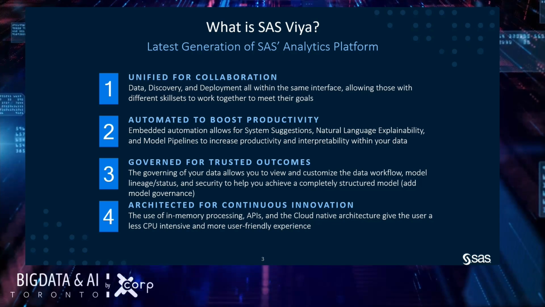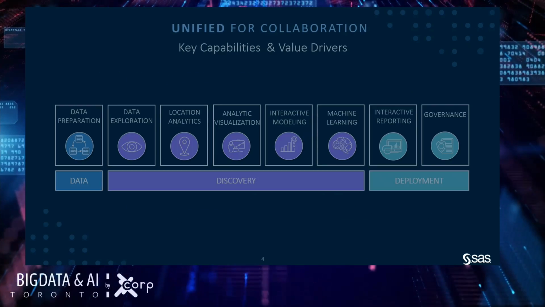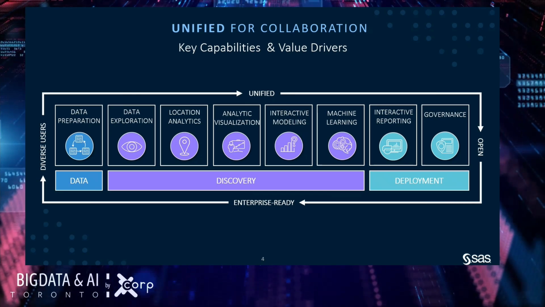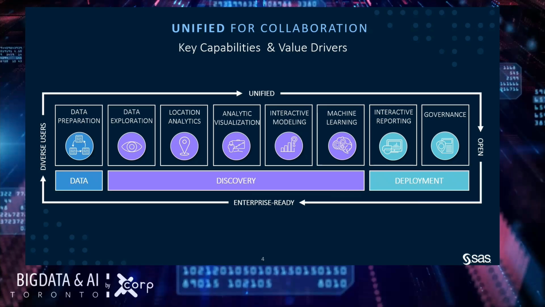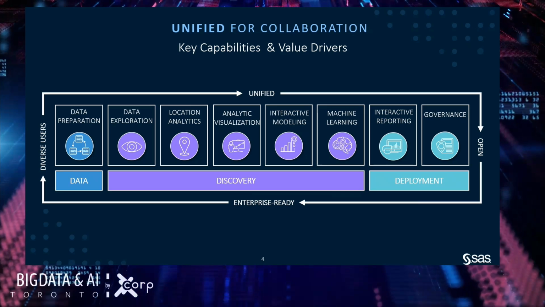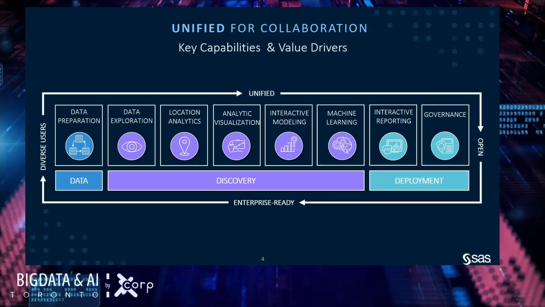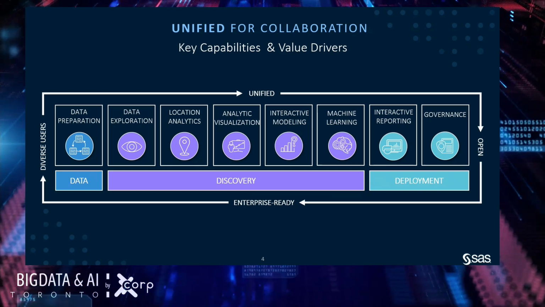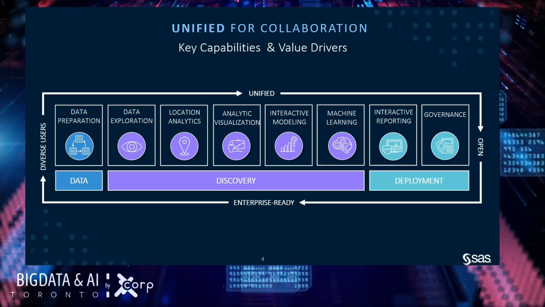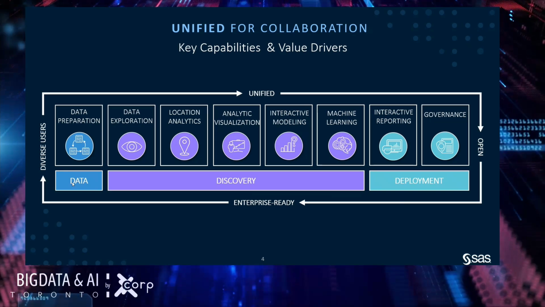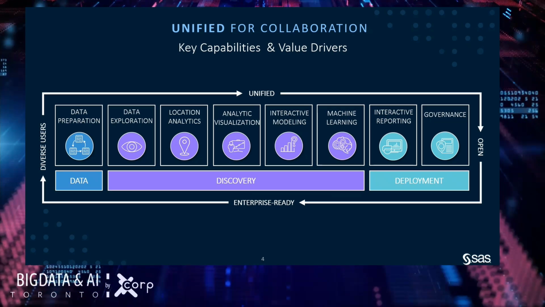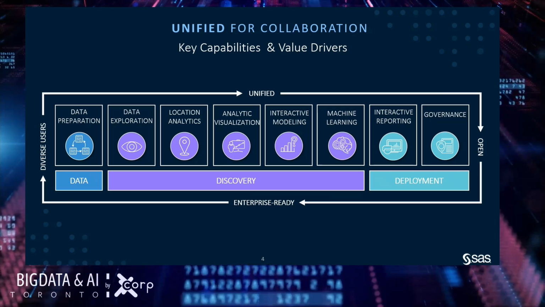So let's begin. We're going to start with our unified for collaboration. Whether you're coding, a data scientist, or business analyst, you can use SAS Viya to its full extent. At SAS, we utilize three stages of SAS Viya: data, discovery, and deployment. Data is the first blue bit right here, where you're just dealing with the data. You're just dealing with cleaning and transforming.